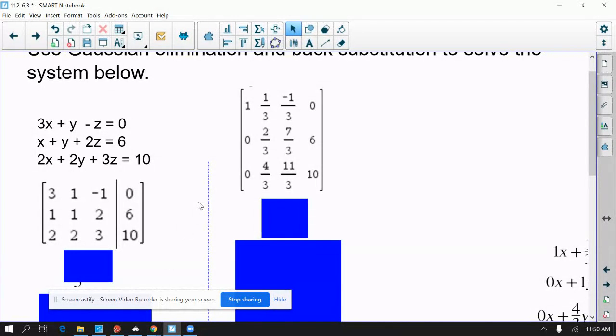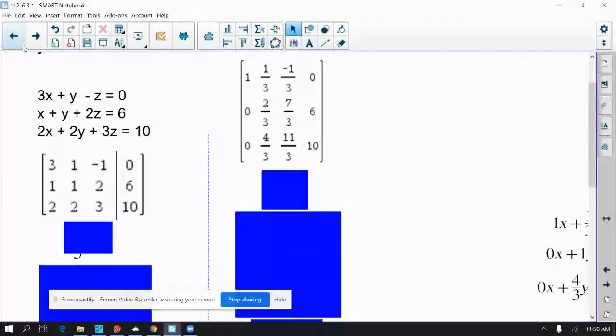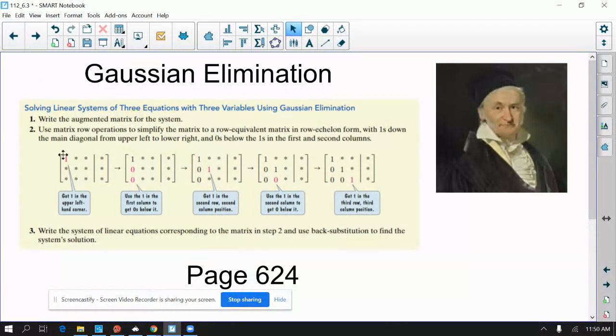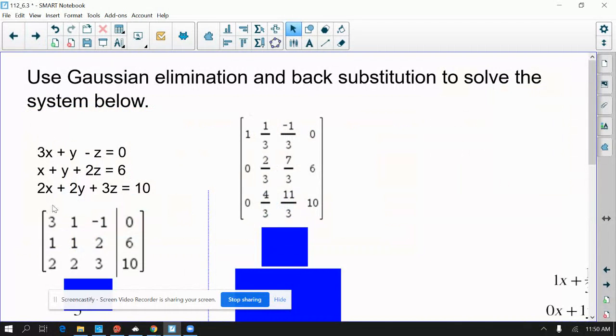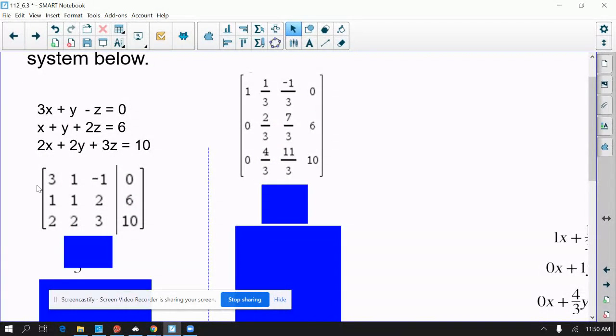How do I get there? Remember, the Gaussian approach. You start with this 1. You make that a 1, and then you worry about these becoming 0. And then you move on to column 2. So how can I get this 3 right here to become a 1? Two options. You could switch rows 1 and 2. We just switch rows 1 and 2, and I didn't realize that until afterwards.